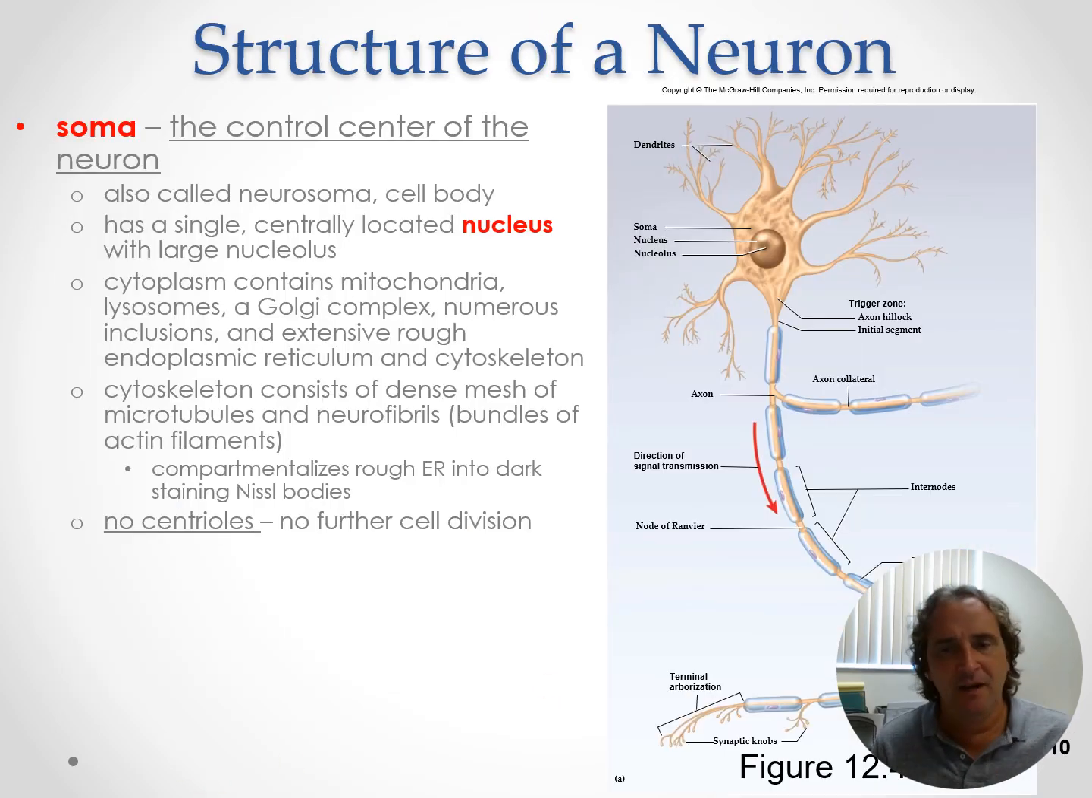So after we went over all that, we're finally getting into the stuff in red. First, let's look at the parts of a basic neuron, and then we'll understand what's happening. The soma is the control center of the neuron.